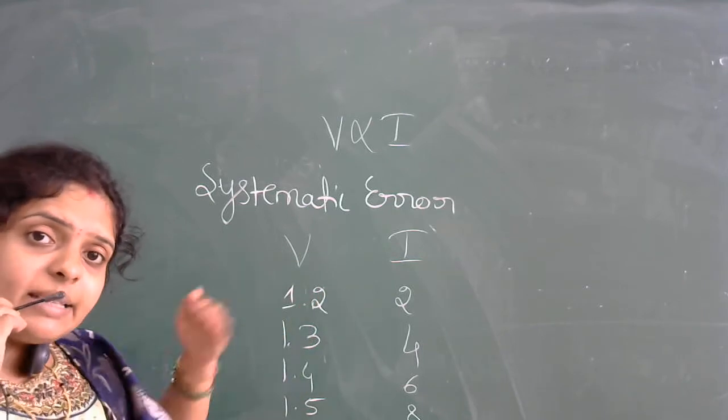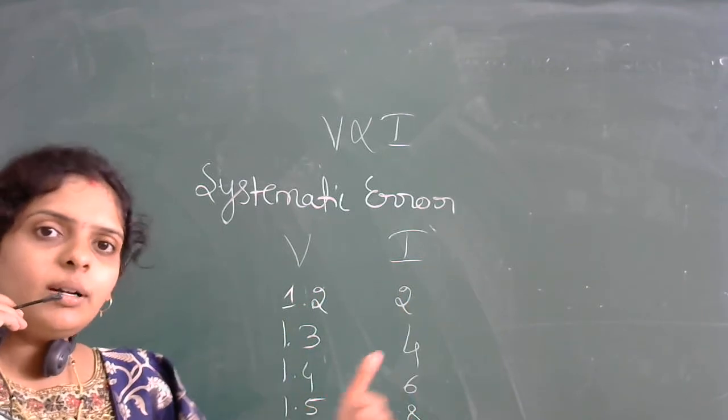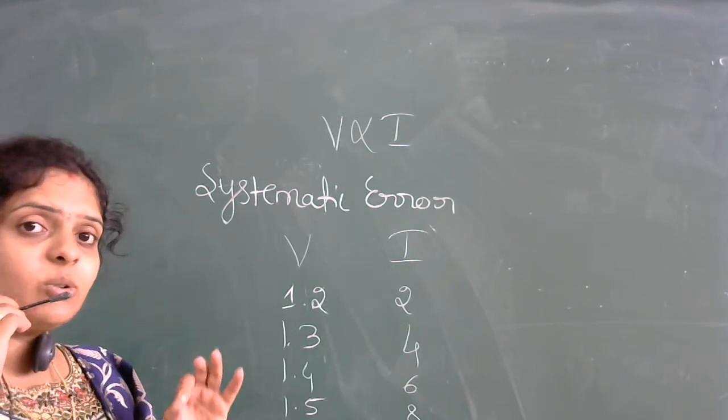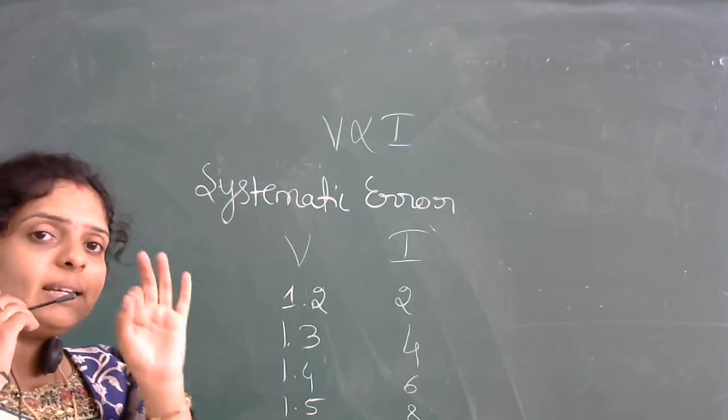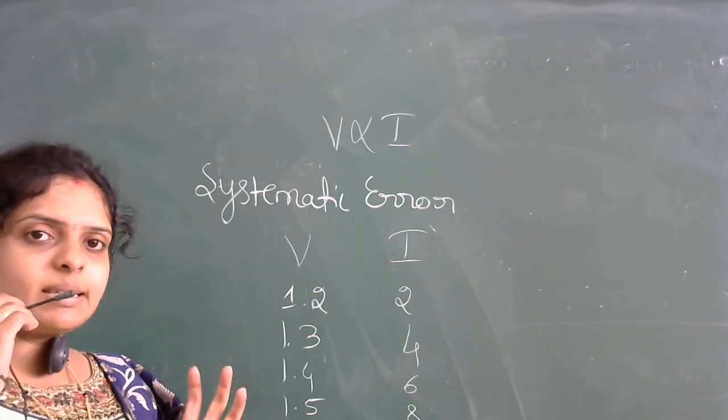A systematic error, in the sense, is when the error is in either increasing or decreasing order. That is known as systematic error. Do you know what systematic means? Systematically write your notes. So what do you mean by systematic?